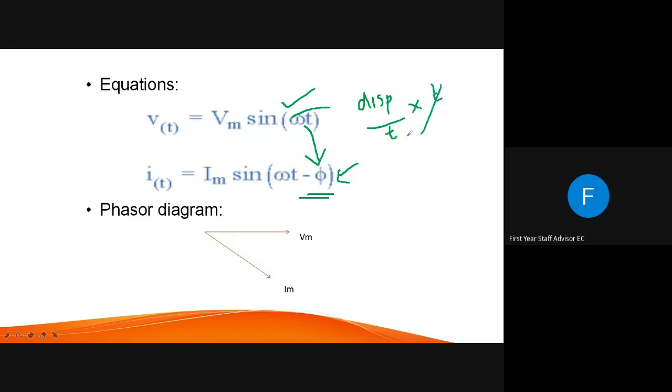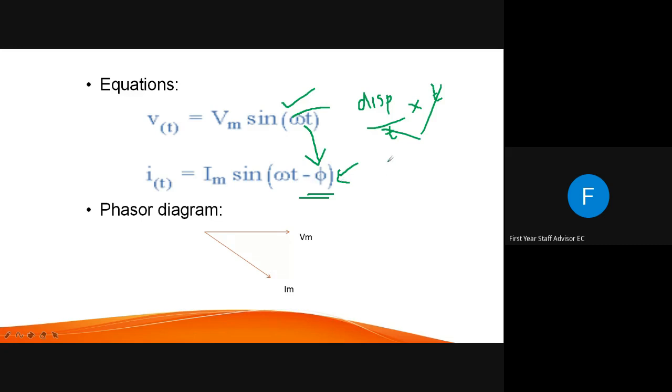So it is displacement. So t I can cancel. It is omega t means displacement. So it will be a displacement by an angle. Okay. So then when you are thinking about the current waveform equation, it is omega t minus phi.